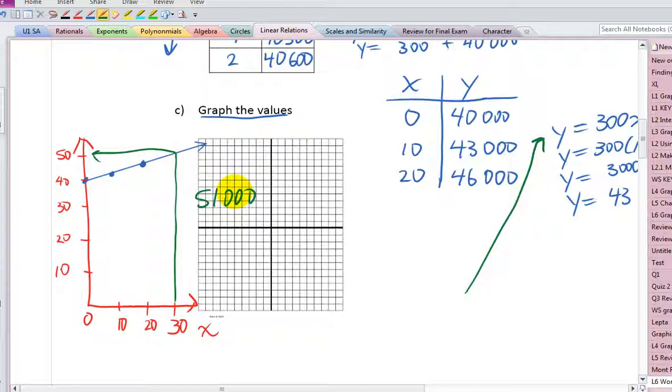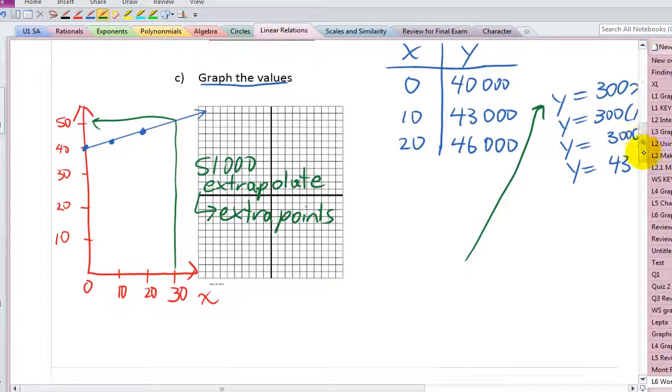Now, the formula would be more accurate, and we could see that's not going to be quite that. It'd be at 49,000. But the graph gives a very quick, easy picture. And this is called extrapolating, or extrapolate, because they are extra points.